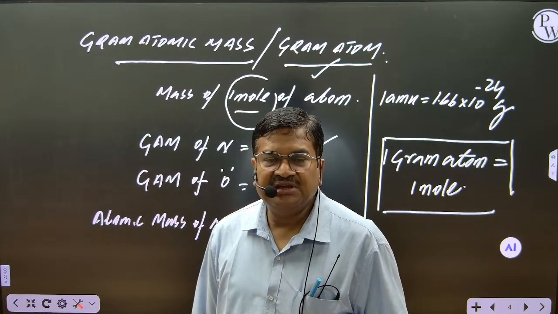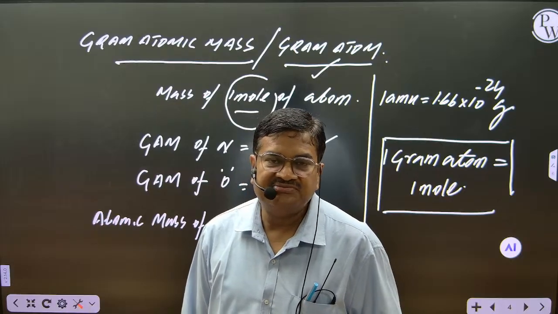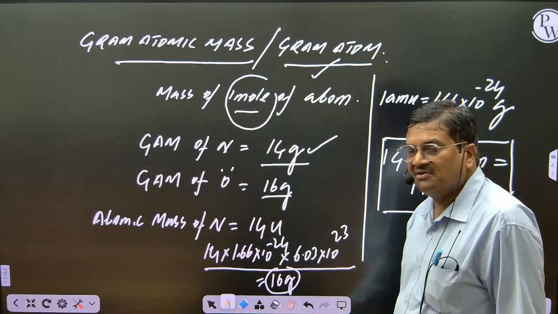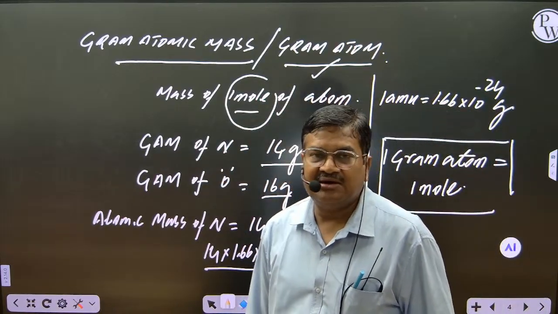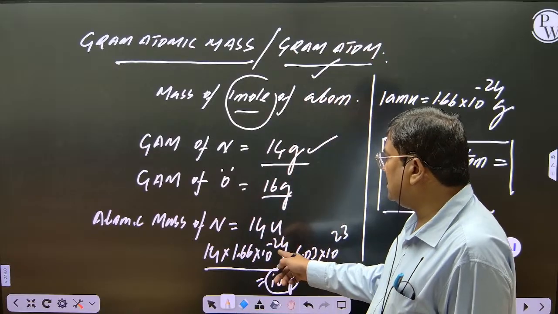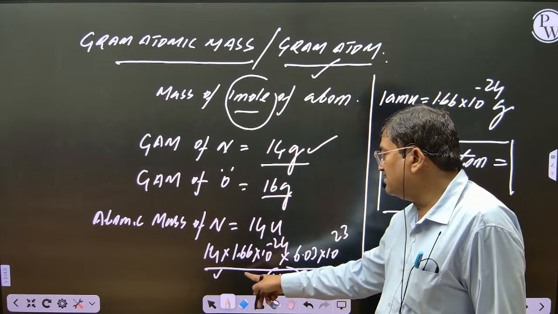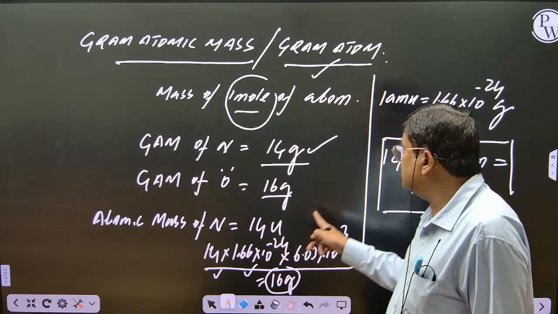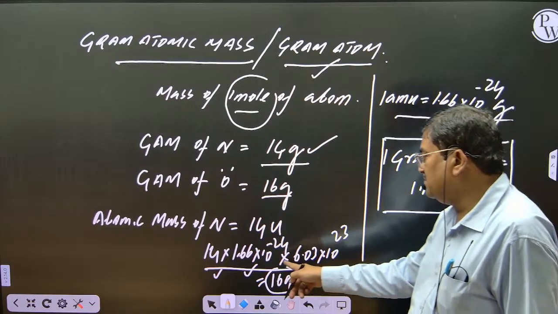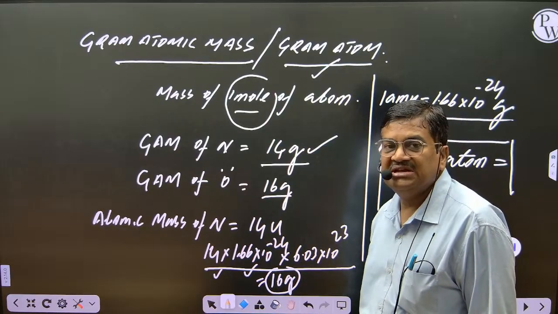So you saw the difference between atomic mass and gram atomic mass, no? In the exam, if atomic mass of nitrogen is asked, I have to write 14 U. If gram atomic mass is asked, I have to mention 14 grams. Same way, gram atomic mass of oxygen would be 16 grams, and atomic mass of oxygen, 16 U we have to write. How did we get 14 grams? This 14 U we multiply with 1.66 into 10 power minus 24 grams, the mass of one atom per AMU, and this is further multiplied with Avogadro number. That gives the grams.